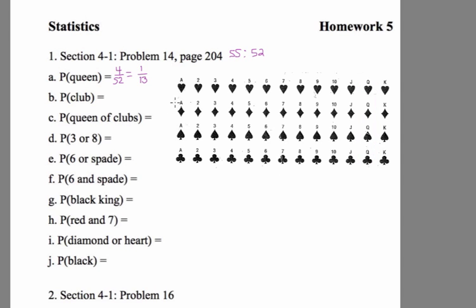Probability of a club. Clubs are all these cards. You might see that that's a quarter of the cards altogether, or you could start with the fact that there are 13 clubs out of a total of 52 cards. Reduce that to 1/4. You need to have your answers in reduced fraction form here in order to get credit.